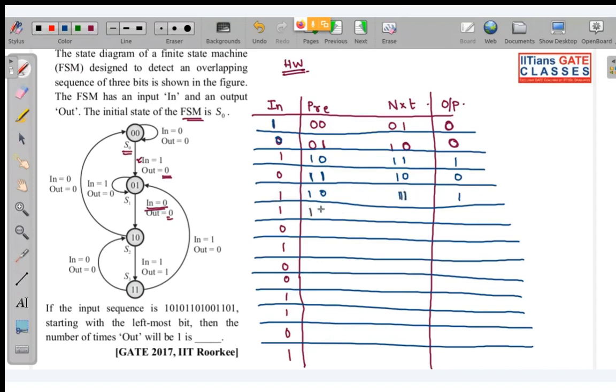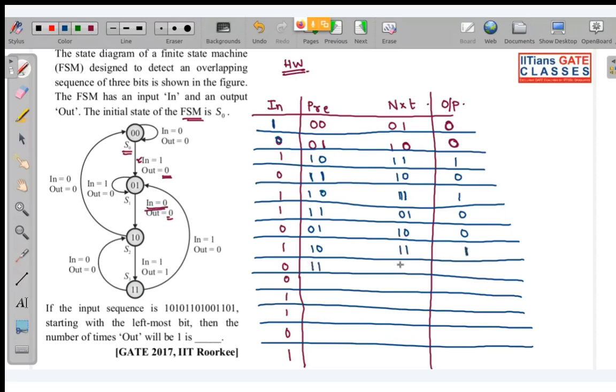Okay. So now this will be what? This is 1, 1. If you have input 1, so you will go to 0, 1 and your output will be what? Output will be 0. So 0, 1. Input is 0. So you will go to 1, 0 and output is 0. Now again we are at 1, 0. Input is 1. We are at 1, 0. So we will go to 1, 1 and output will be 1.